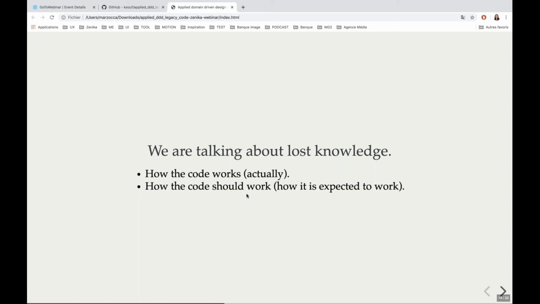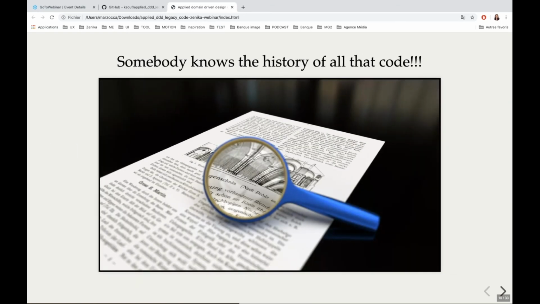So how do we get back that lost knowledge? At some point, there is always somebody who knows the history of all that code. If you're lucky enough, you're going to find that person. If you are not lucky enough, you're going to need a few things to get that knowledge back. You're going to run some tests and do some stuff. So we're going to talk about that right now.